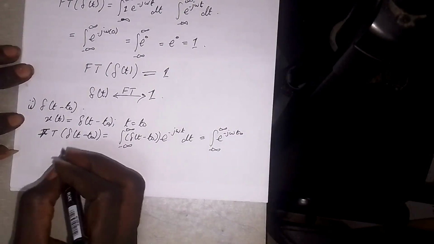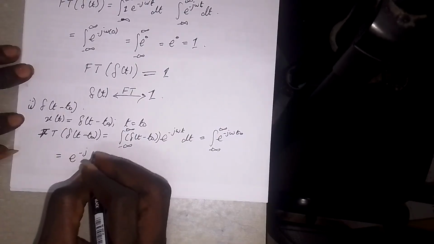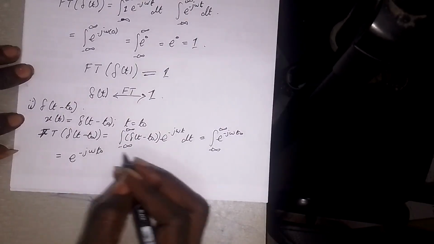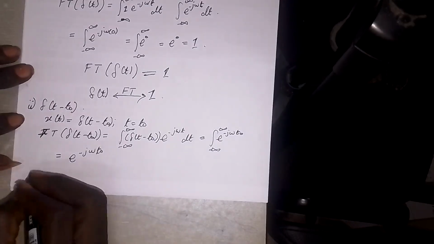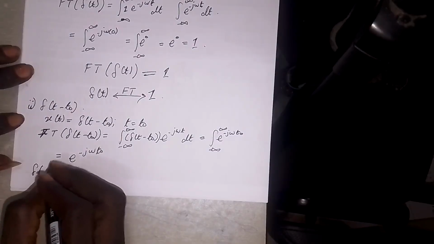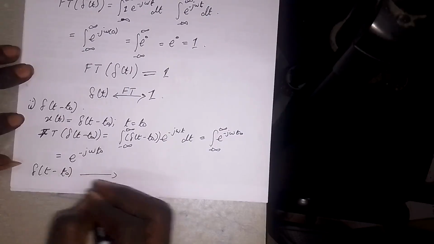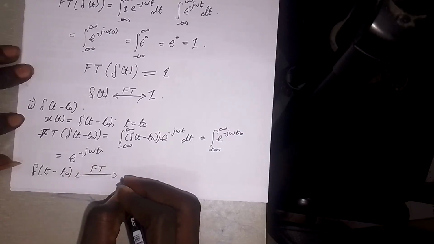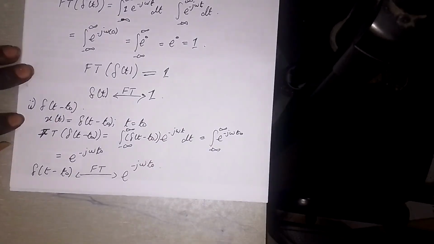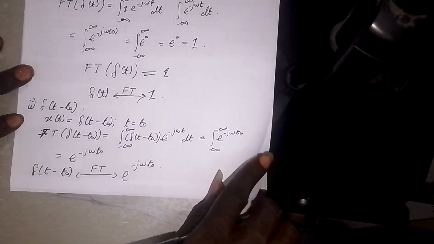So here, basically, it is just going to be equal to e to the power of minus j omega t naught. That is my answer. Therefore, whenever I have any impulse function of t minus t naught like this, the Fourier transform that I'm supposed to have is e to the power of minus j omega t naught. Okay, so you move on to question number 3.